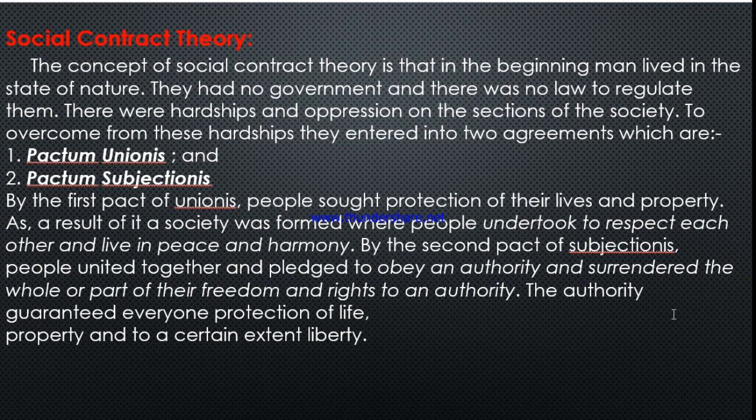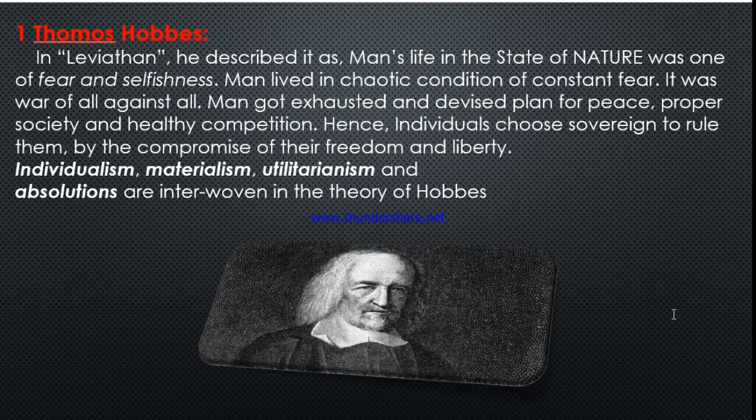So later on, they chose authorities and surrendered some of their rights and freedoms to that authority, to give them protection of life. So we have different theories. The three major social contract theories are as under.